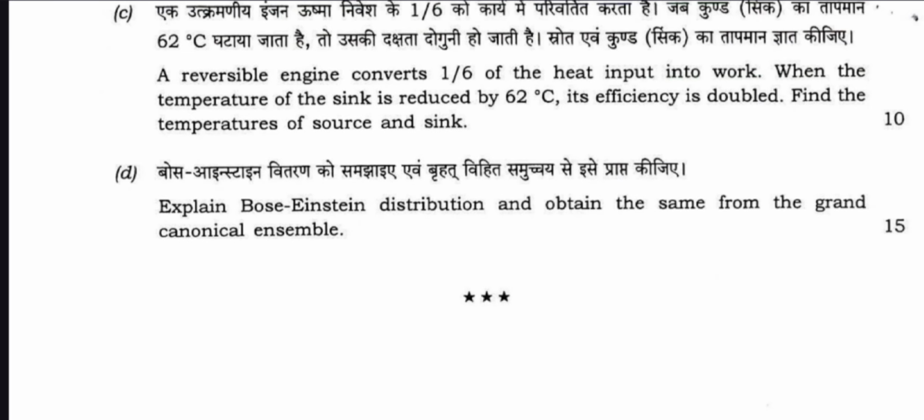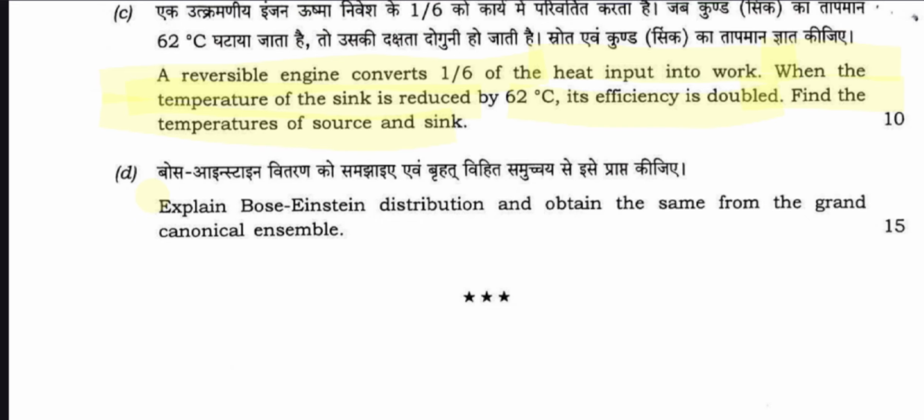Question number C. A reversible engine converts 1 by 6 of the heat input into work. When the temperature of the sink is reduced by 160 degrees C, its efficiency is doubled. Find the temperature of the source and sink.